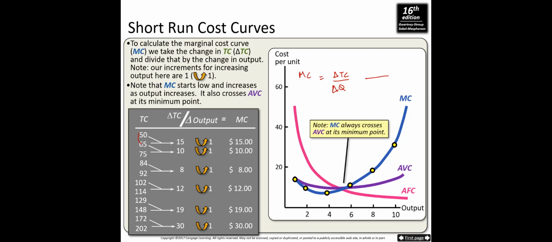Why? Change in total cost from 50 to 65, 65 minus 50, when you add 1 more unit, is 15. Okay? For this one here, 65 to 75, additionally, how much did you spend to produce this unit? 10. 84 to 92, 8, and so on. So the marginal cost curve is first decreasing and then increasing, as I explained before, because of diminishing marginal returns.